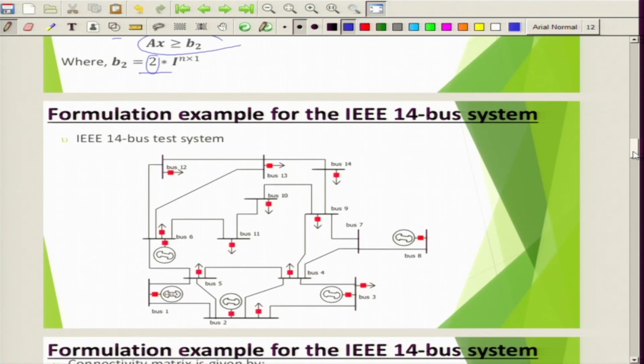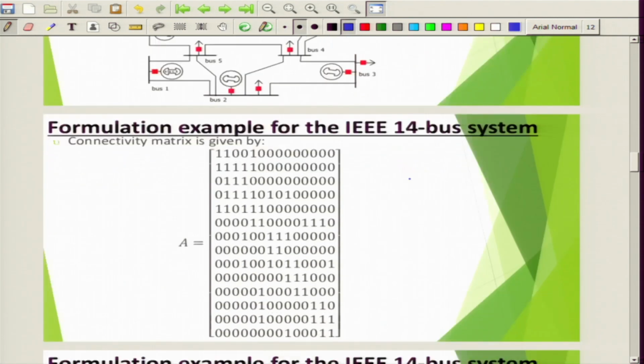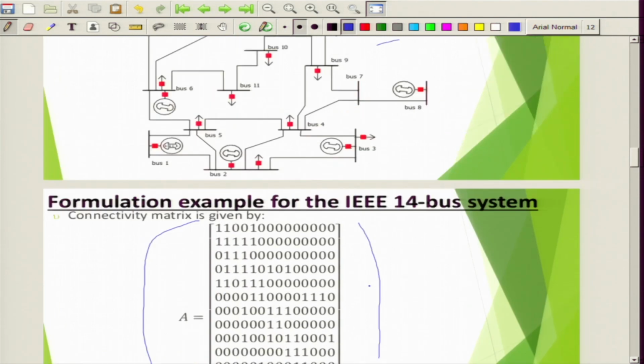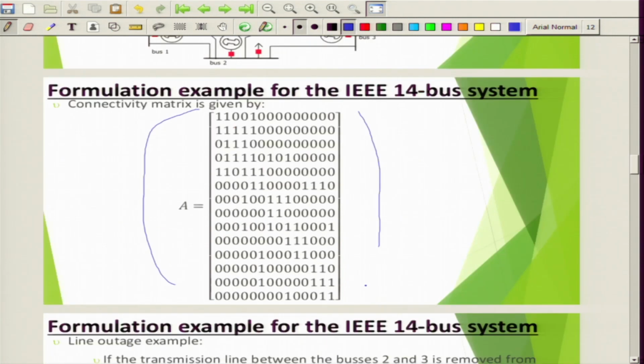So, let us formulate the example for the IEEE 14 bus system. It is a standard system that we have considered just for our analysis purpose. So, the connectivity matrix is given by this. It is very simple. Let us take one example and try to understand. So, let us say this is a 14 bus system: 1, 2, 3, 4, 5, 6, 7, 8, 9, 10, 11, 12, 13, 14.